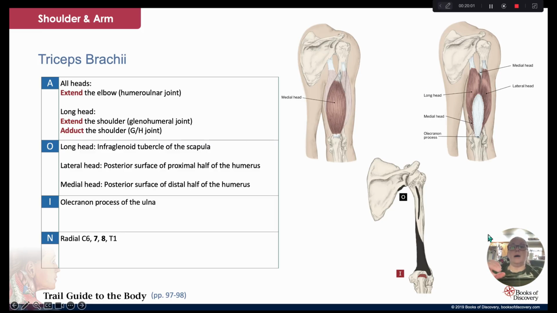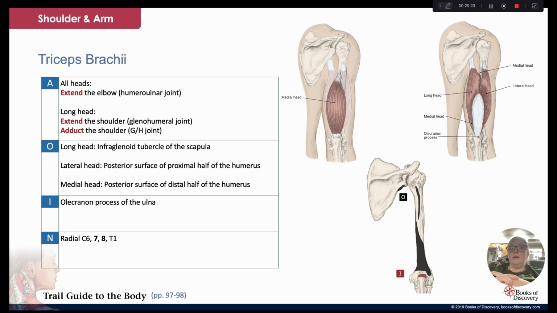Tricep. No, bi means 2, tri means 3. So triceps brachii means 3 heads on the upper arm. And also, you have your biceps in the front. Your triceps are going to be the back of your arm.